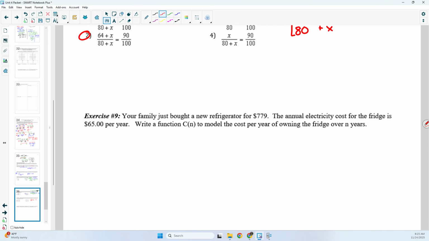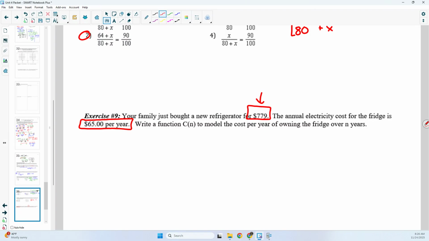And the last question, it says, your family just bought a new refrigerator for $779. The annual electricity cost for the fridge is $65 per year. Write a function C of n to model the cost per year of owning the fridge over n years. So if I only own the fridge for 1 year, right, that's 779 is kind of into 1 year. But if I can make this fridge last 20 years, this number is going to get divided over the 20 years plus that amount I have to pay per year, and it's kind of worth it, right?